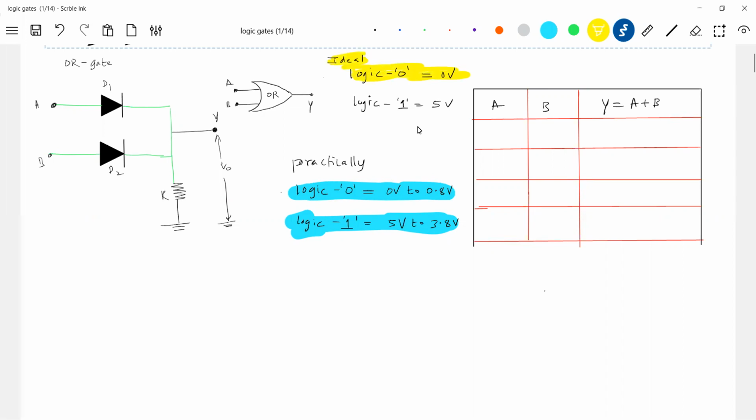Okay, now how to implement, first the logic OR gate. What is an OR gate? How will the OR logic be implemented? So what is the output? Output will be Y equal to A plus B. This plus sign is not like addition, it's like a logic OR symbol. So what does this plus sign indicate? The plus sign indicates logic OR operation.